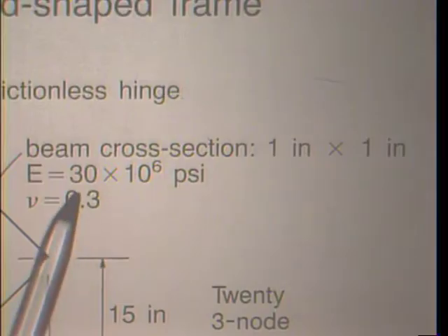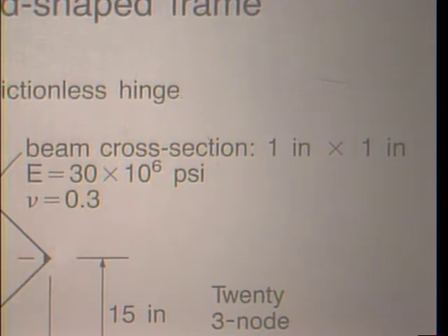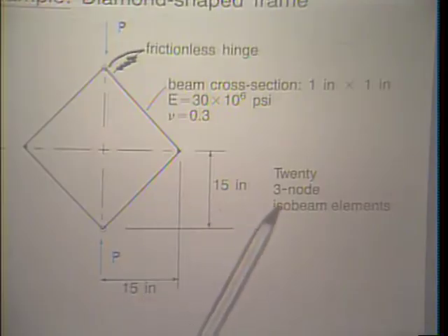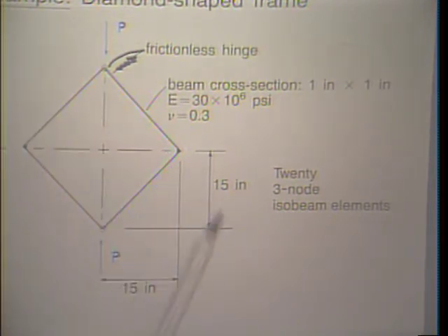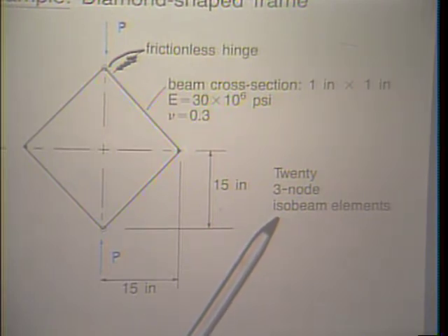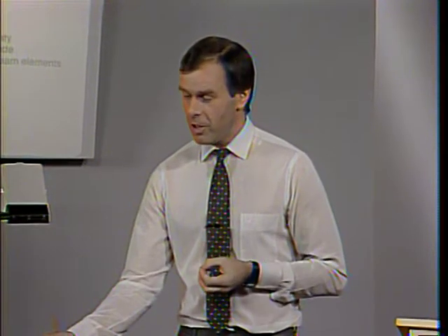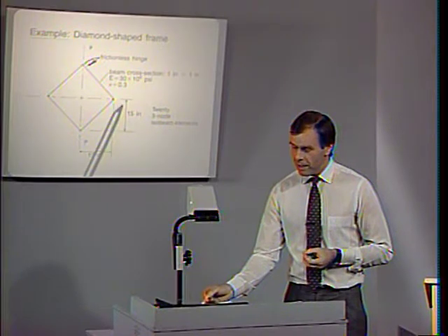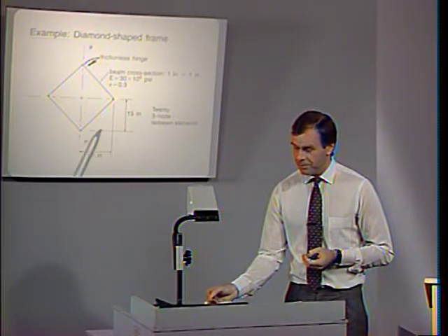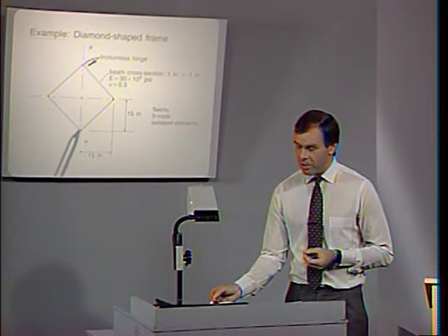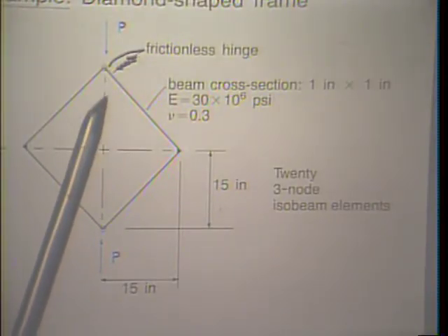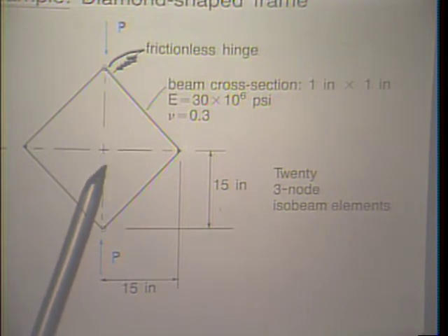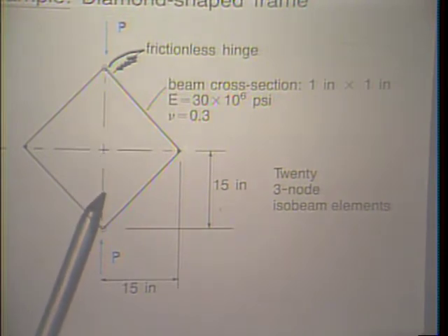An elastic large displacement analysis is what we want to perform. We use 23-node isobeam elements to model the complete frame. We will talk about the isoparametric or isobeam elements in a later lecture. Notice this is here 15 inches, and so is that. The deformations will be very large. In fact, this node here will go across all the way up to here, and that node will go across all the way down to here.